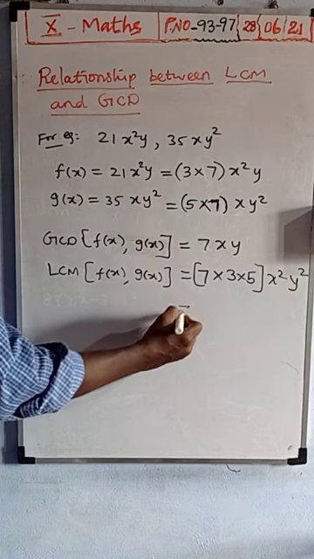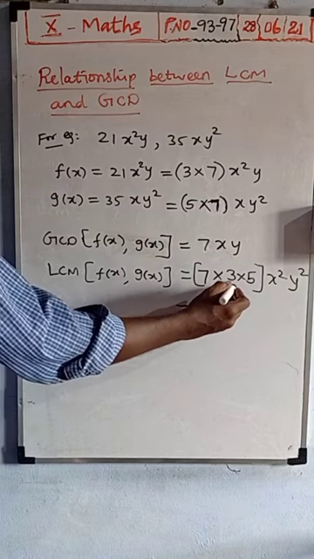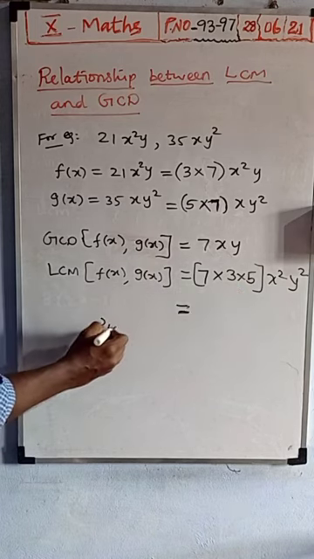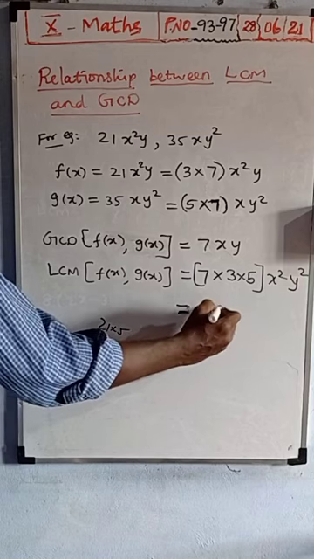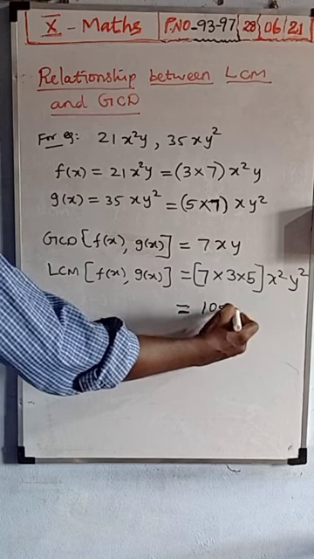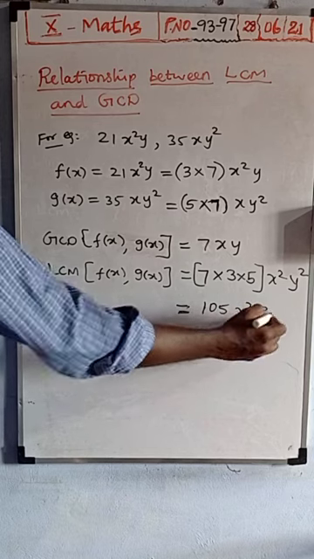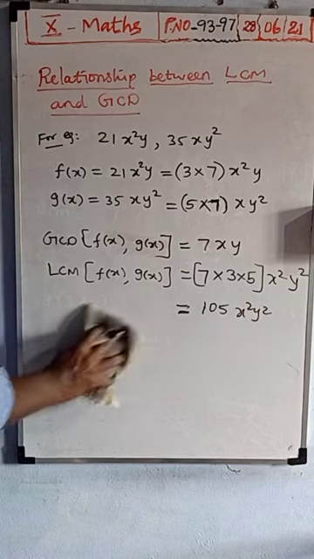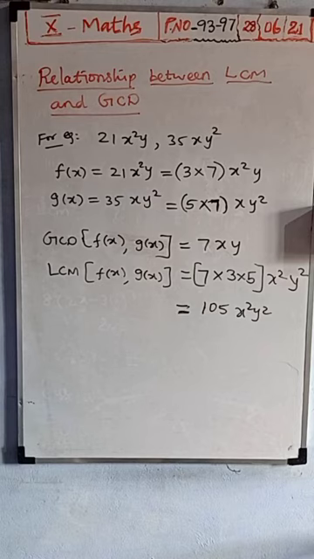Now you see, 7 threes are 21. 21 into 5 you should multiply, so 105. So the LCM of these two expressions is 105 x squared y squared.